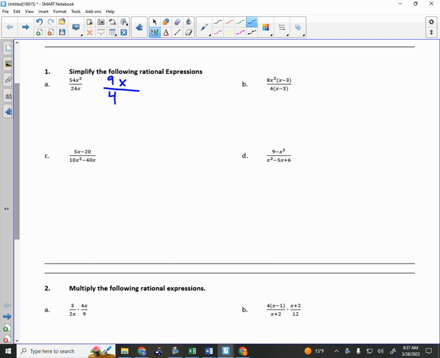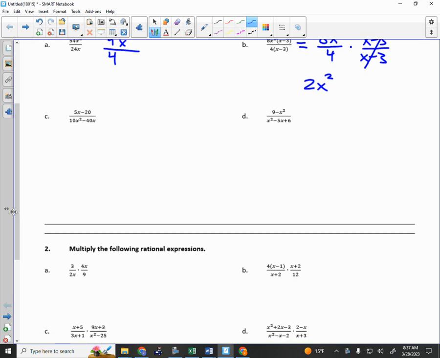So notice in this situation, 8x squared times x minus 3 over 4 times x minus 3. This is the same thing. I'm only going to write this once so you can understand. 8x squared over 4 times x minus 3 over x minus 3. That means the same thing. And what is x minus 3 over x minus 3? Something over itself is 1. So you can see these then reduce to 1. We don't say that they go away or they disappear. They reduce to 1. So it's 1 times 8x squared over 4, which is obviously 2x squared.